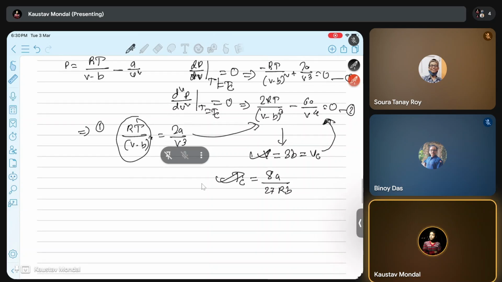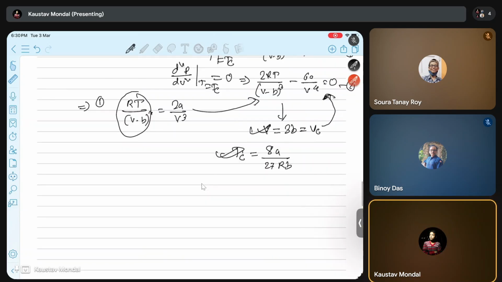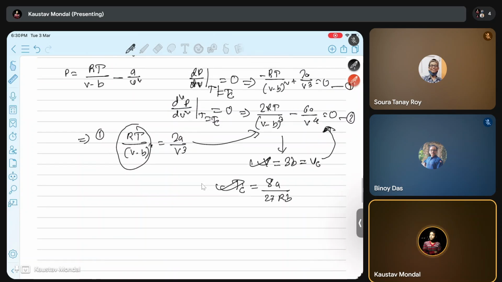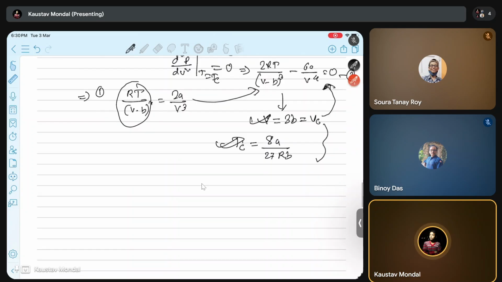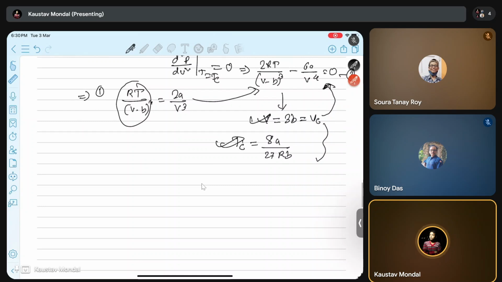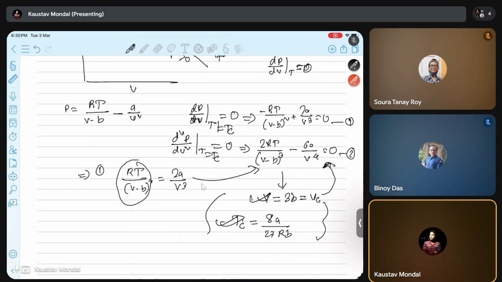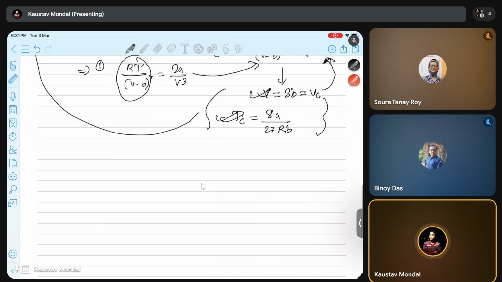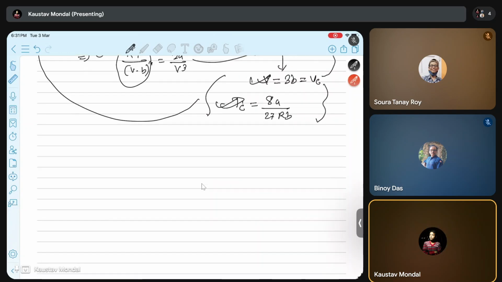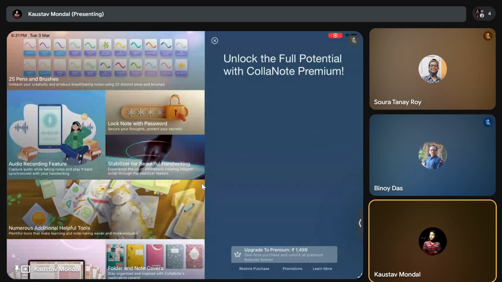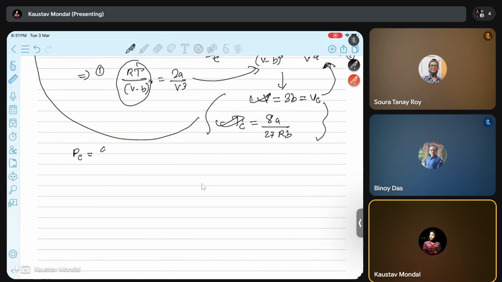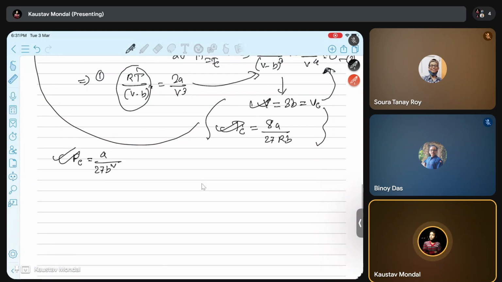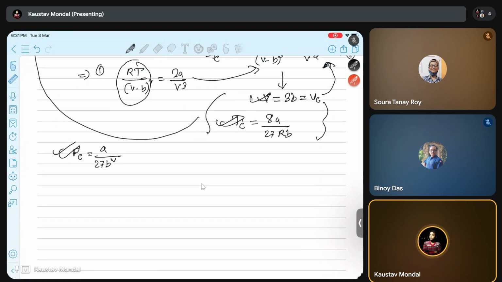Hello. Yes, yeah. So T equal to Tc. Now in a similar way, you got the Tc and Vc expressions. Now if you substitute the expressions of Tc and Vc back into this original equation by van der Waals, from there you will get Pc equal to a by 27 b square. So these three are very important quantities: Pc, Vc, and Tc.